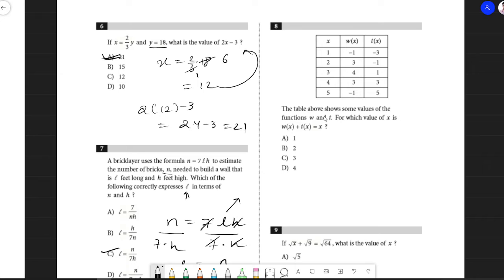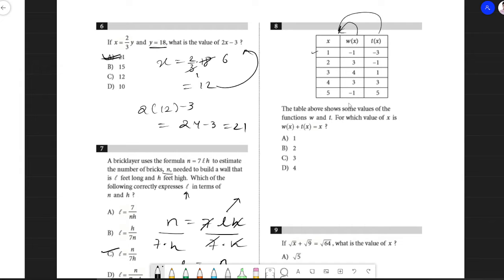Fine. Question 8. The table above shows the values of some functions w and t. For which x is w(x) plus t(x) equals x? That means if I put the value of x as 1, then w of 1 will be minus 1, and t of 1 will be minus 3. So w is a function of x and t is also a function of x.